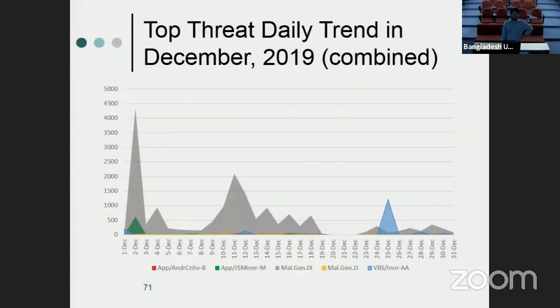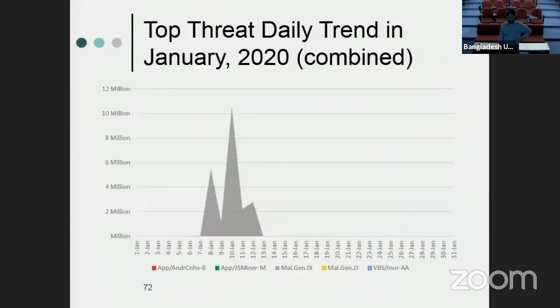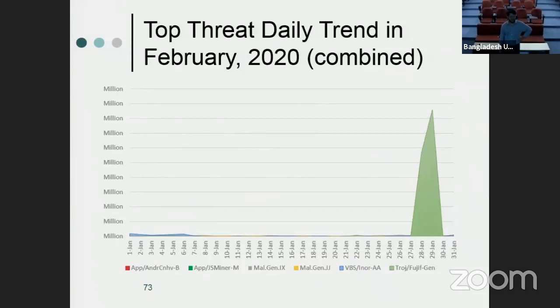So this is for November. As well, we can see malgen is the dominant part. In January as well, this is very dominant because we had a huge attack in January, over 10 million. This attack continued for almost 5-6 days, so that actually flattened the other lines or other attacks in the system. In February, as I said, we had a smaller amount of malware. We had a virus attack, which is actually a Trojan called FujiFgen. At the end of the month that attack came in, which caused a huge spike in February. On other days, it was very low.